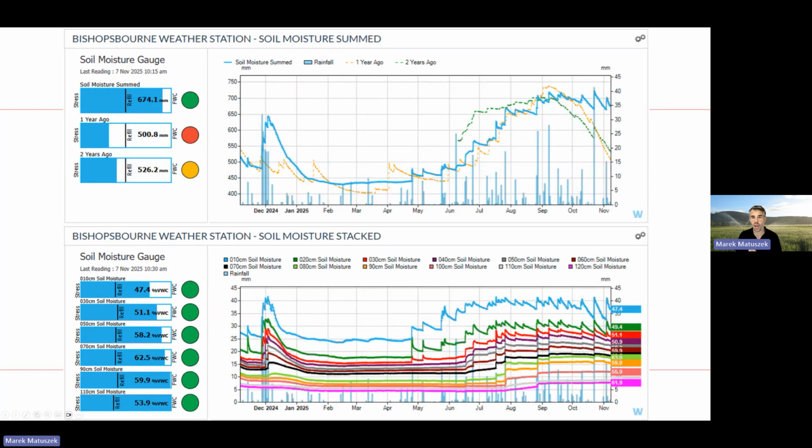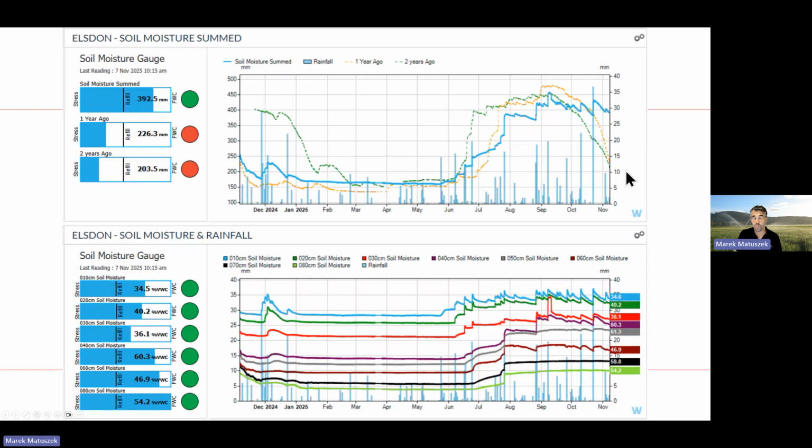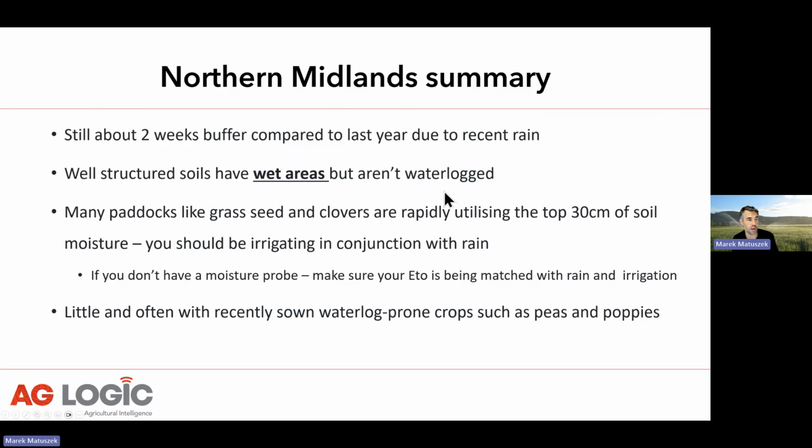And Bishopsburn, same thing. It had some nice rainfall event patterns that have come through. So there's been some of those rainfall events that came through have been quite sporadic or localised. And we can see here where we've got a nice buffer where we were the last couple of years. And then if we go on the other side of Longford, we can see here at Elston that compared to the last two previous years where rainfall really didn't do much for us and there was a big sharp decline, we're getting water use which is sitting within that profile, which has been used in the root zone. So our Northern Midland Sudbury, about 2 weeks buffer compared to last year.